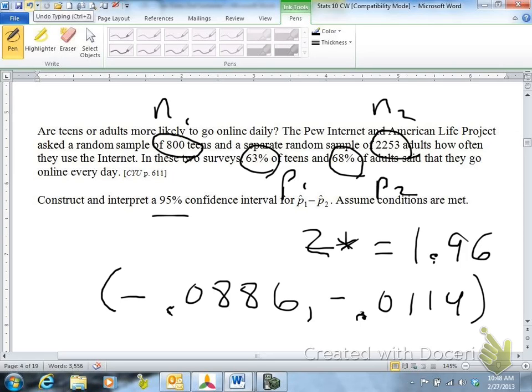Z star was 1.96. And make sure you interpret. We are 95% confident that the interval that we have here actually captures the true difference in proportions of teens to adults.